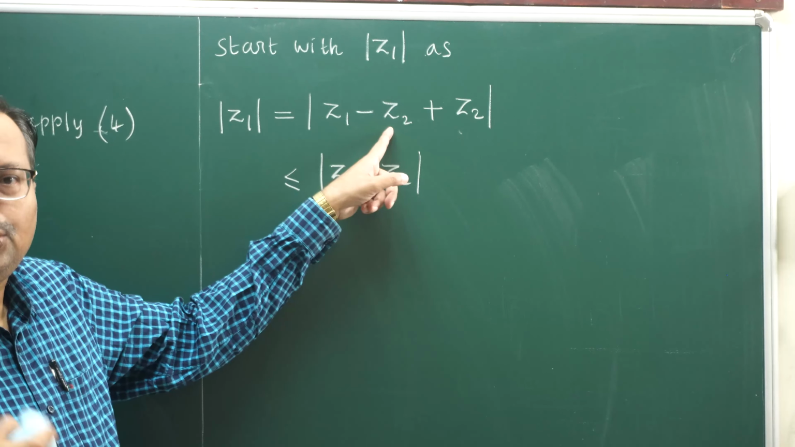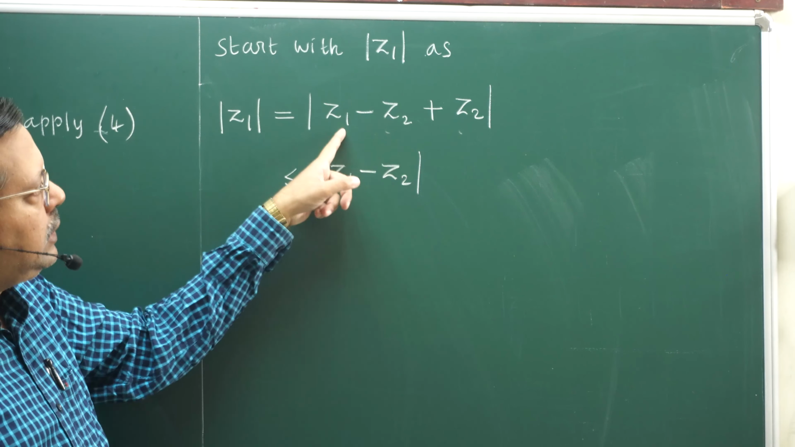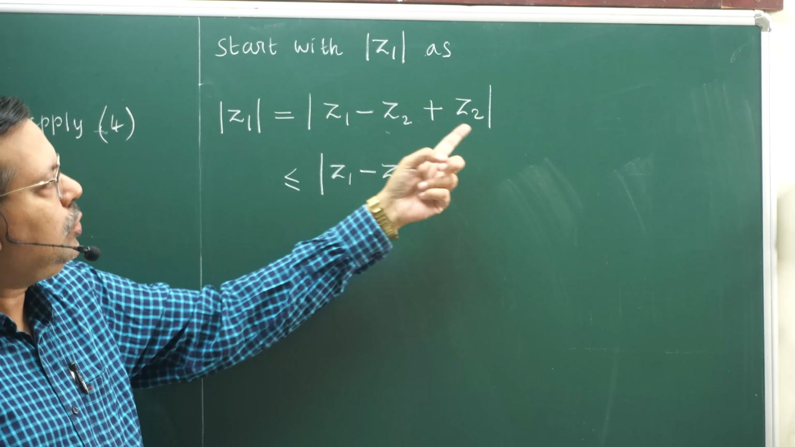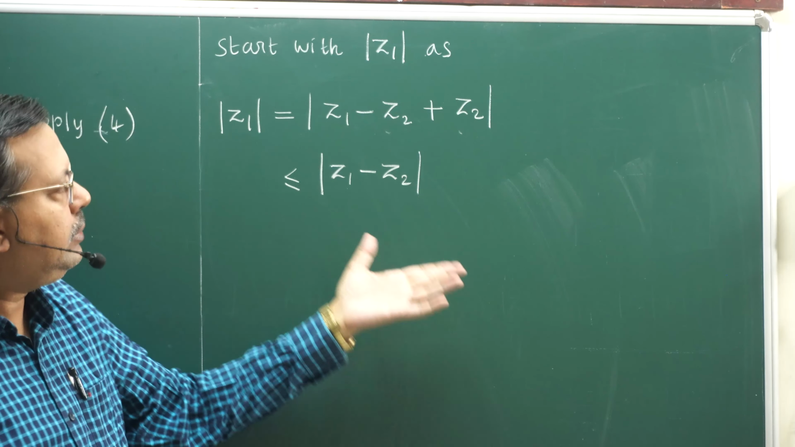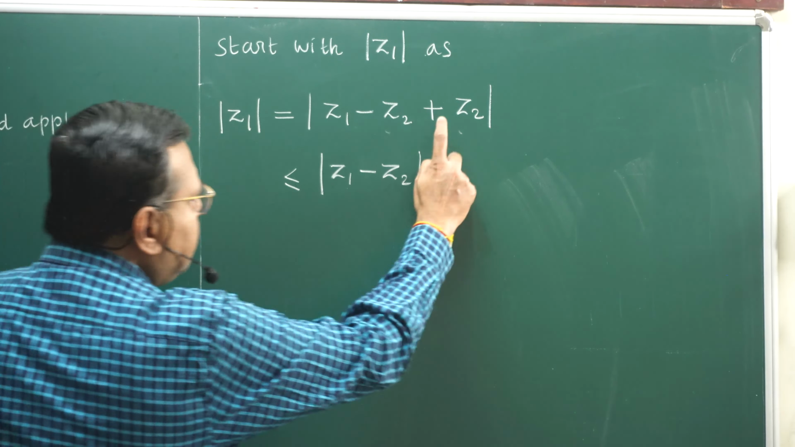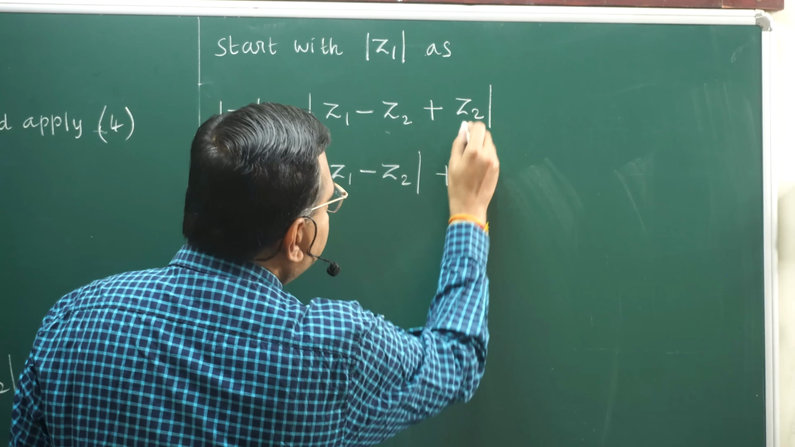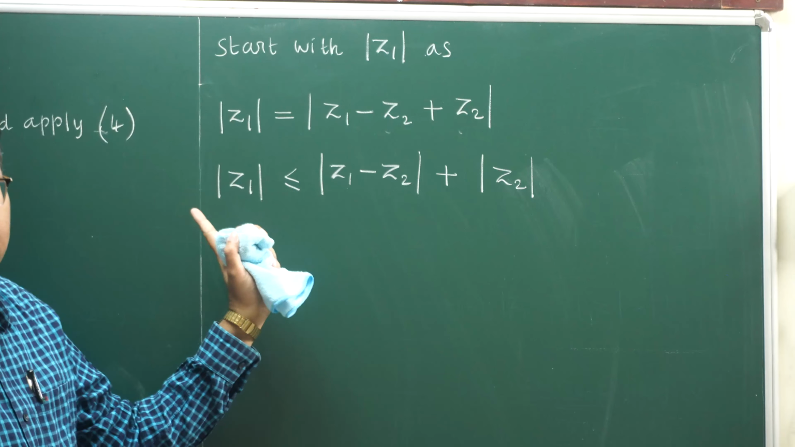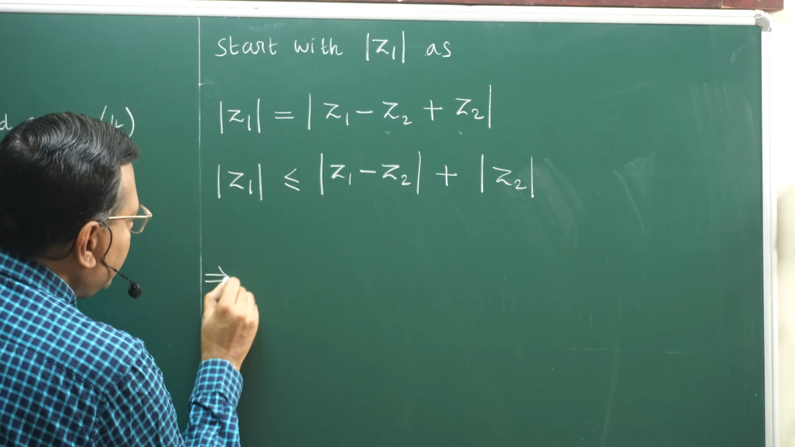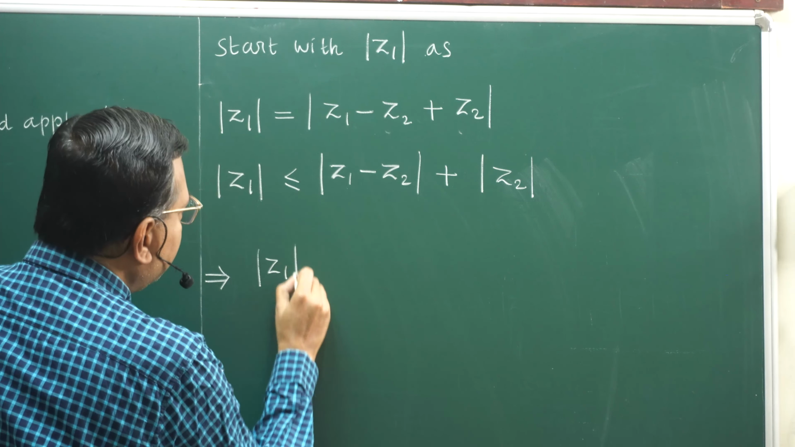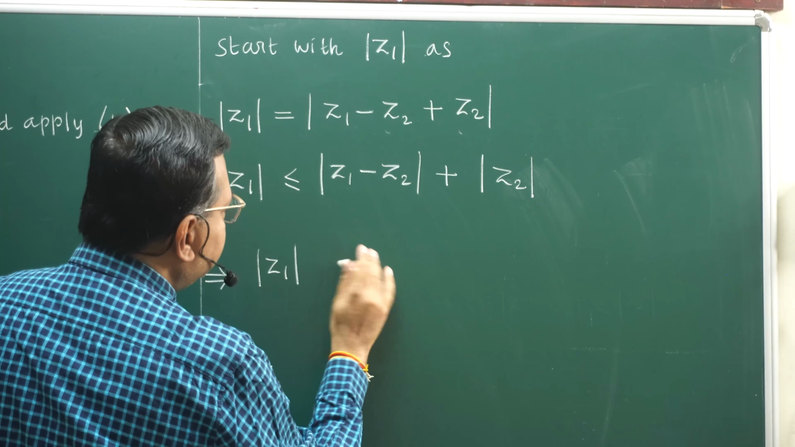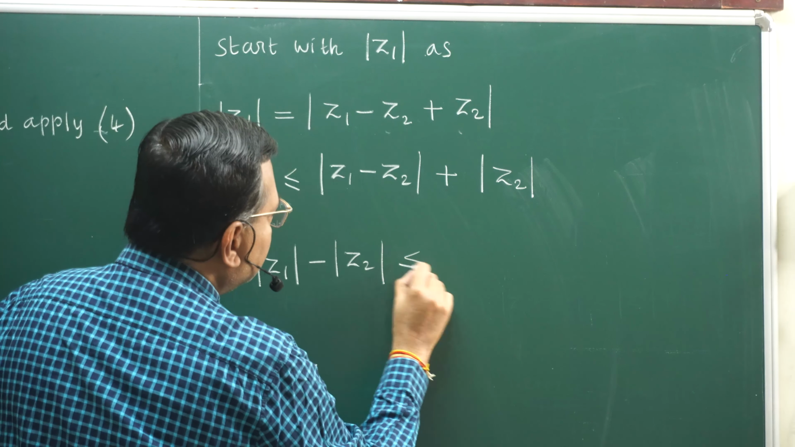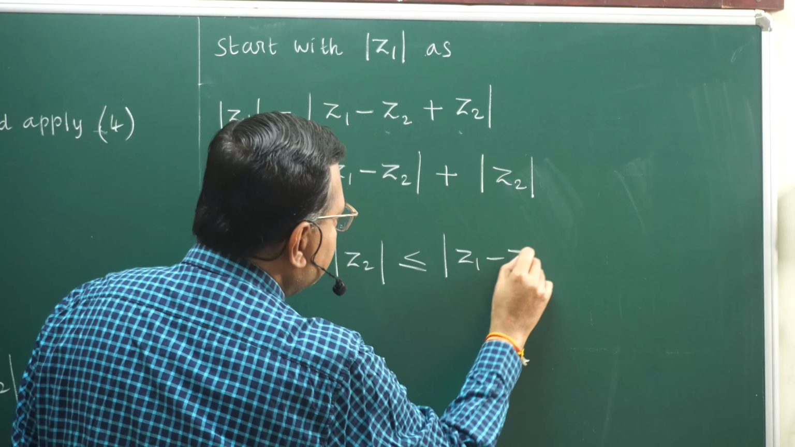How do you understand this? Z1 minus Z2 is a new complex number. That's what I mean to say. Let us say Z3. So I have Z3 here and Z2 there. So I am applying the triangle inequality and that's what I am doing. Then this plus here, you have this mod Z2. So now you can bring this Z2 to the left side. Then you can get one more new relation, that is Z1, then you bring this fellow here to the left side, minus Z2. Then you have this less than or equal to Z1 minus Z2.